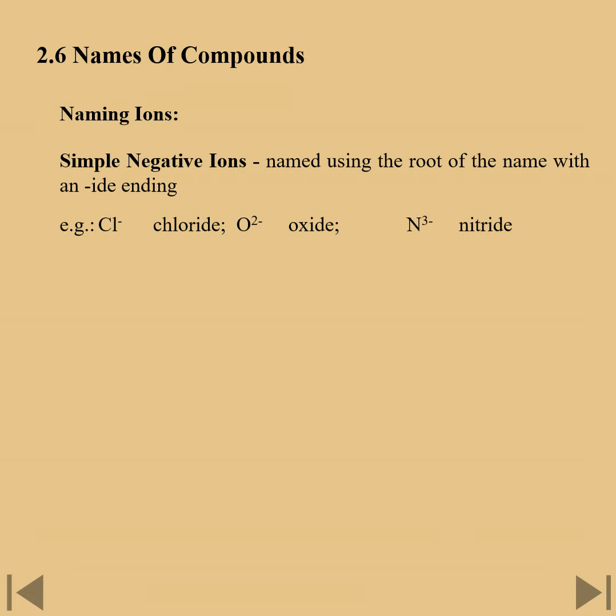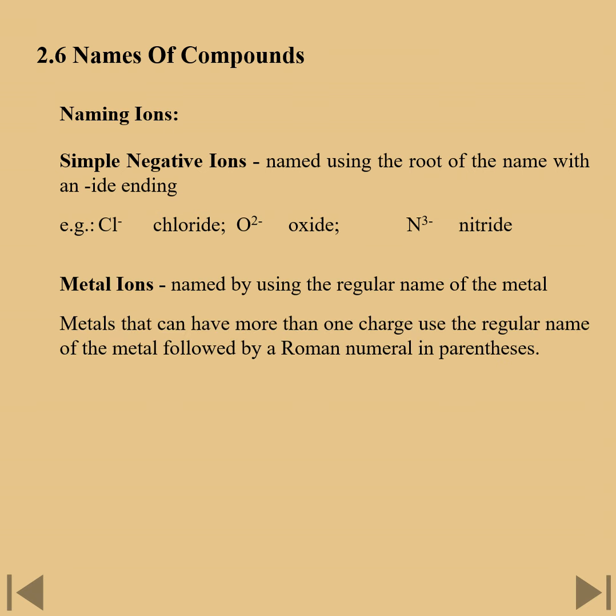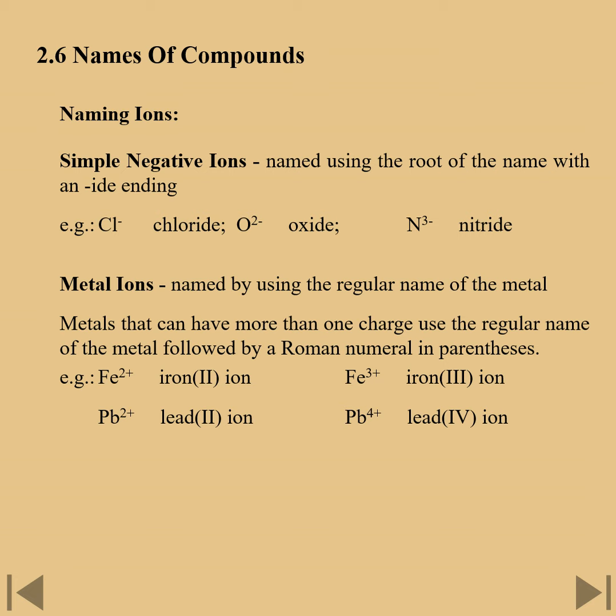Then for the positive simple ions, these are the metals, and we have 2 different types. We have a singly charged metal, which is just the name of that metal, and then we have the variably charged metals, meaning they have more than 1 charge. If we have more than 1 charge, we have to give that charge as part of the name. So iron can form a +2 ion and a +3 ion. So we have the iron 2 ion and the iron 3 ion. And again, we give those charges as Roman numerals. Then for lead, we have a +2 ion for lead 2 and a +4 ion for lead 4.